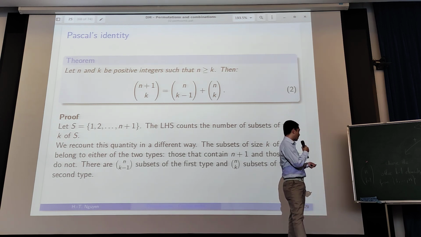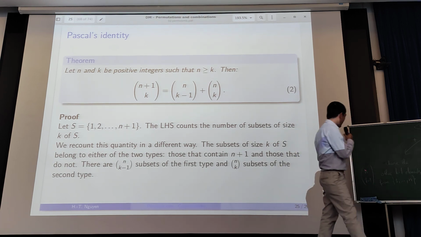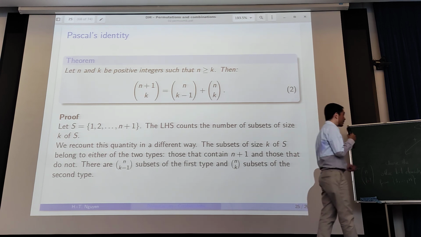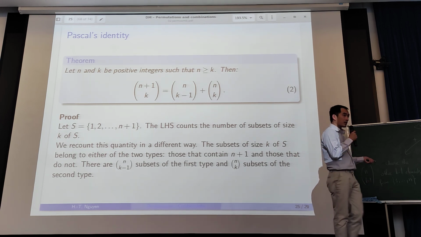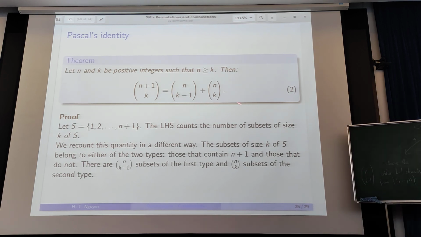Okay, so two separate categories. In the first one, we have n choose k minus 1 subsets, and in the second one, we have n choose k subsets. So by the sum rule, we take the sum of these two, and we get the total number of subsets of size k of our set from 1 to n plus 1. Okay. So to summarize, both sides count the number of subsets of size k of this set S. So they must be the same.